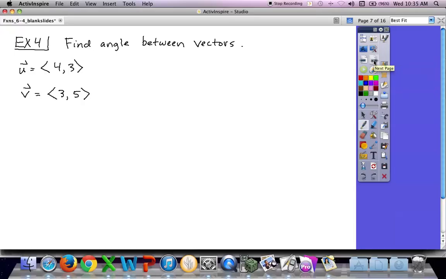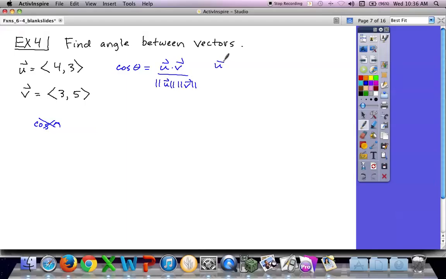So find the angle between two vectors. Here's our formula. Cosine theta equals u dotted with v divided by the magnitude of u times the magnitude of v.